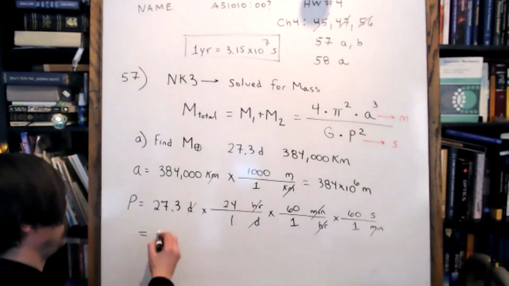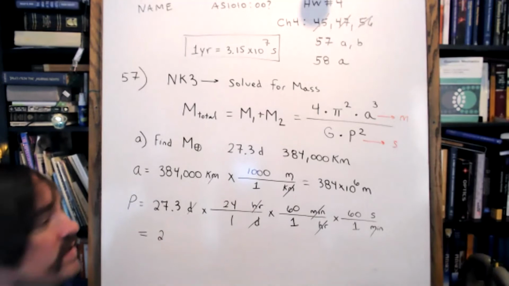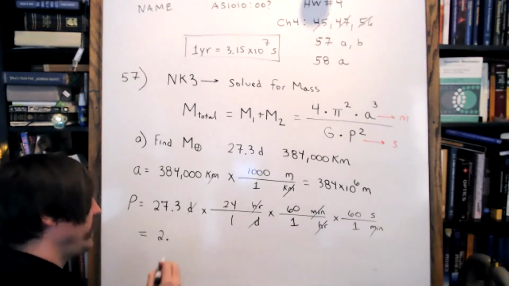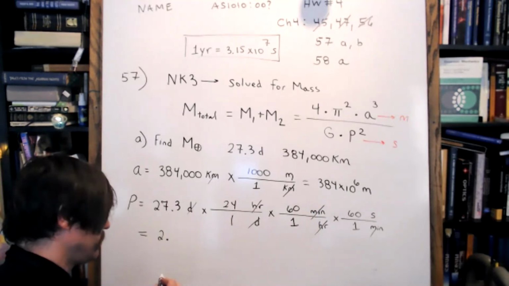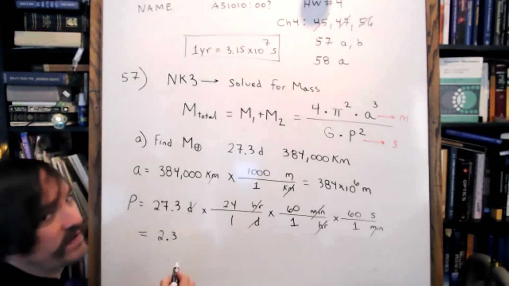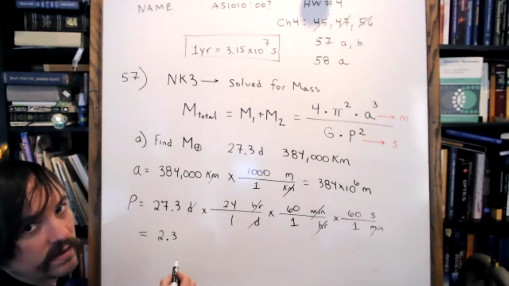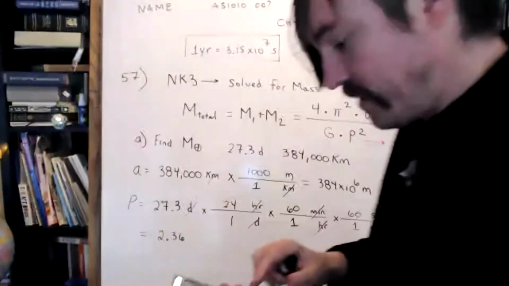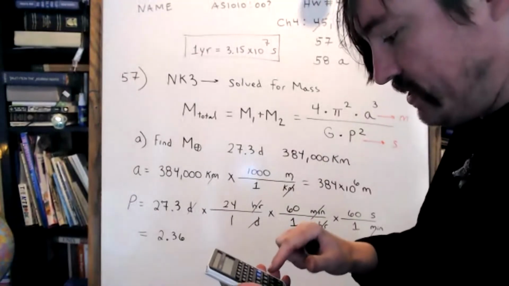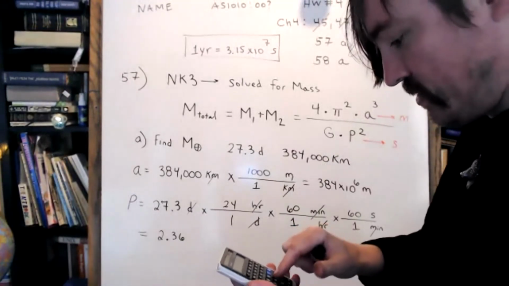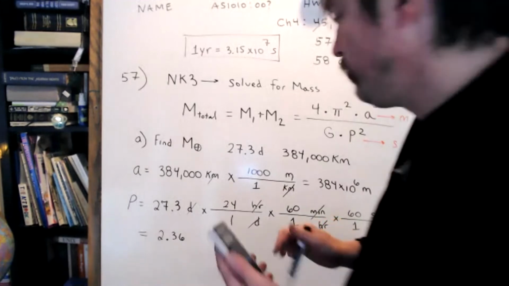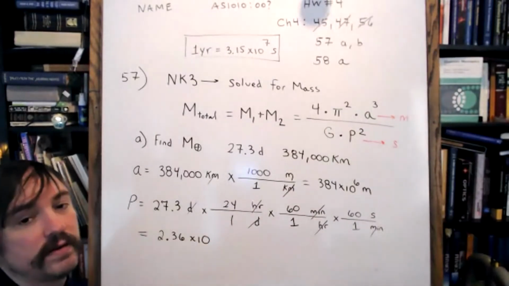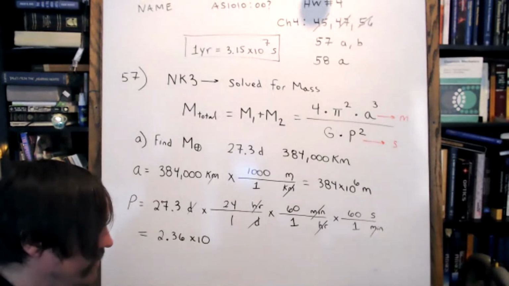2 times 10 to the 6. I want 3 sig figs. There's 3 sig figs here. Okay. All right, 235. 2.35. What's the number after 5? All right, 36, sorry. 2.36 times 10. I don't trust you. All right, wait. 27.3 times 24 times 3,600. Okay, yes, 2.36. Now I trust you. Times 10 to what power, Kim?